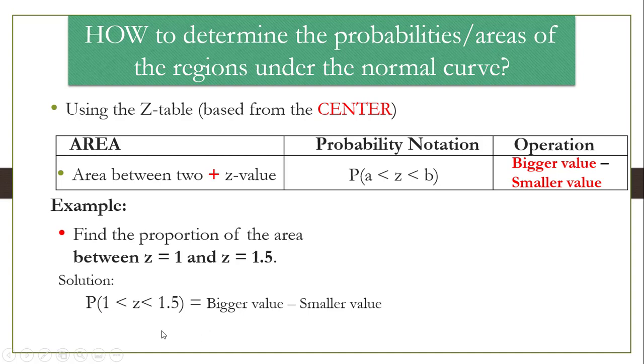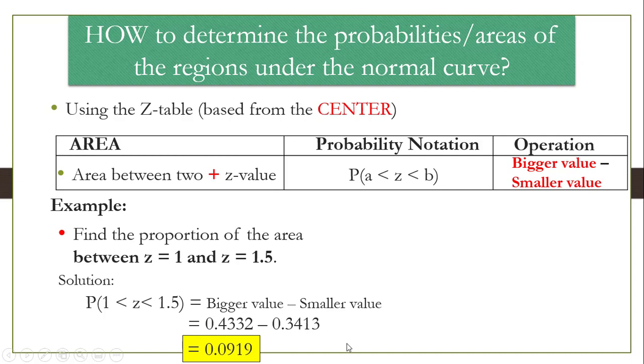So we will get, if we use the z table based from the center, as in our previous examples as well, the corresponding value of 1.5 and the corresponding value of z equal to 1. So we have 0.4332 minus 0.3413. As we subtract this one, we will get 0.0919. Okay?